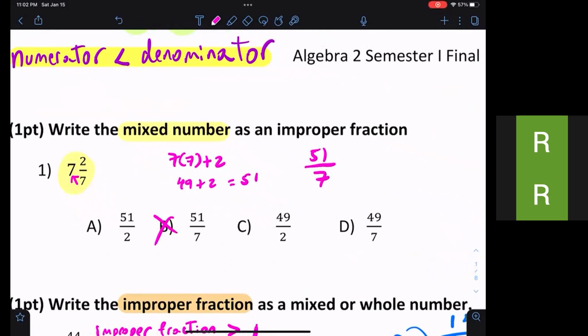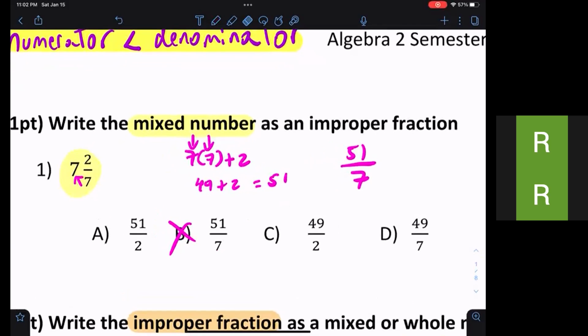Again, for a mixed number, you multiply 7 times 7, and you add 2. These two right here. And the denominator of this fraction will remain fixed. So as you can see, it didn't change at all. The only thing we're trying to compute right now is the numerator. So the numerator, again, is 7 times 7 plus 2.